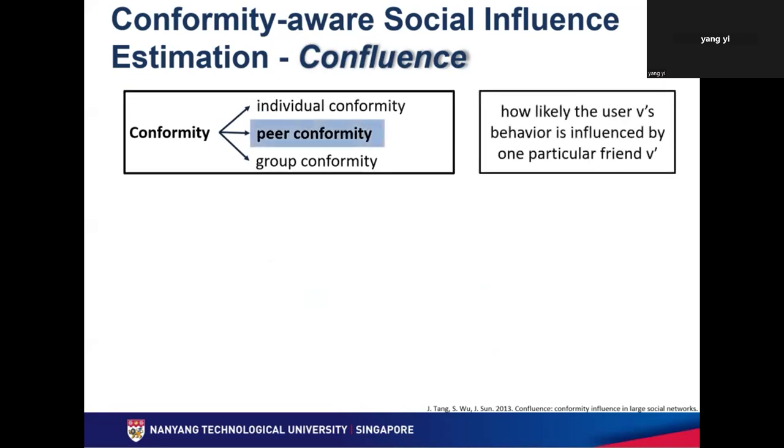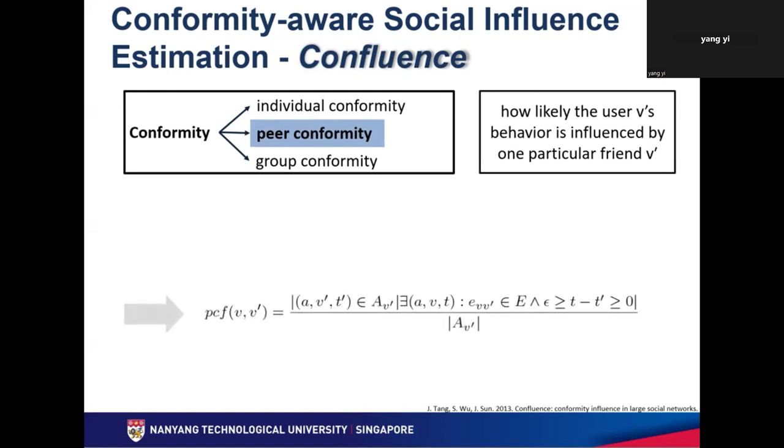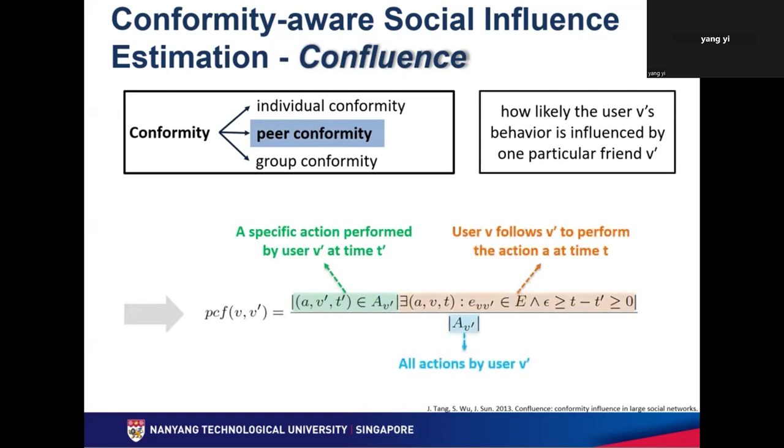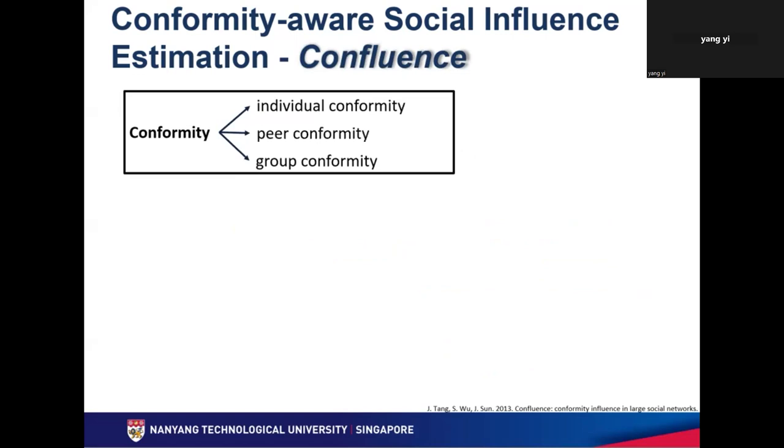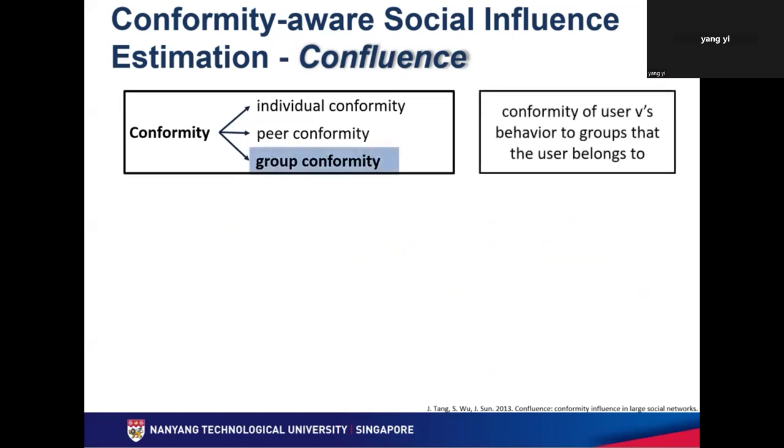Now let me introduce the second part of conformity, which is peer conformity. The difference from individual conformity is that peer conformity targets a specific friend of V. This takes a similar factor, but the denominator is different. First, we observe a specific action performed by user V prime at time T prime, and user V follows V prime to perform the action at time T. The number of such actions is divided by the number of all actions performed by V prime.